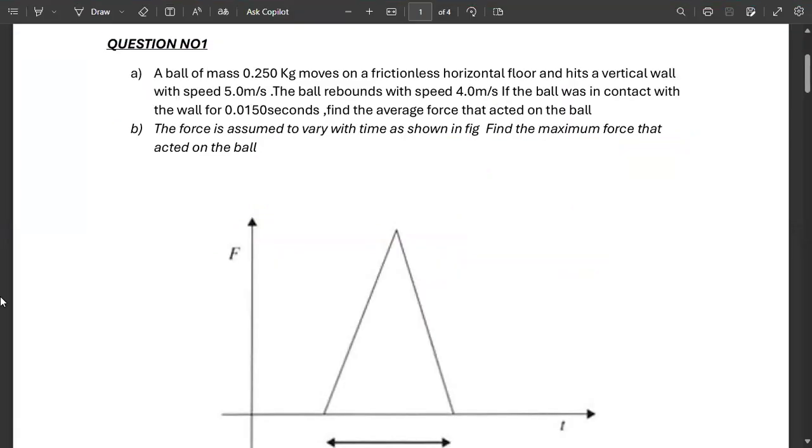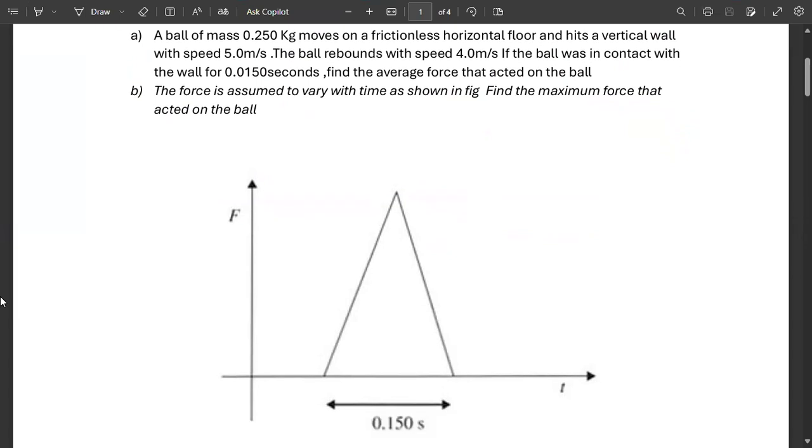Question B is saying the force is assumed to vary with time as shown in the figure. Find the maximum force that acted on the ball. So this is the figure that they are talking about.